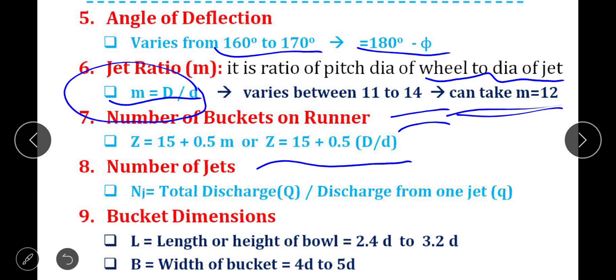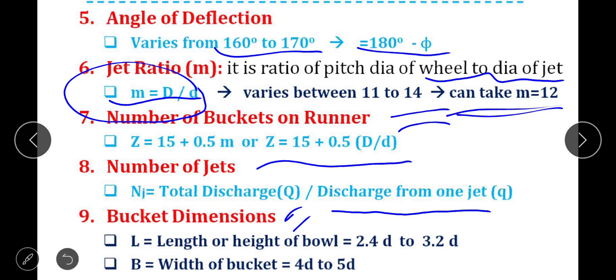Here we have number of jets: Nj is equal to total discharge Q divided by discharge from one jet, that is small q. Capital Q is the total discharge, whereas discharge from one jet is given by small q. When we divide them, we get the number of jets.